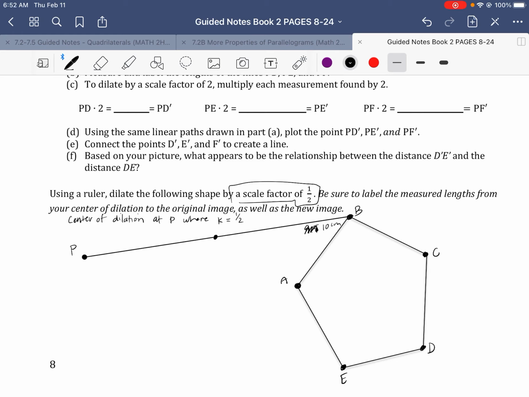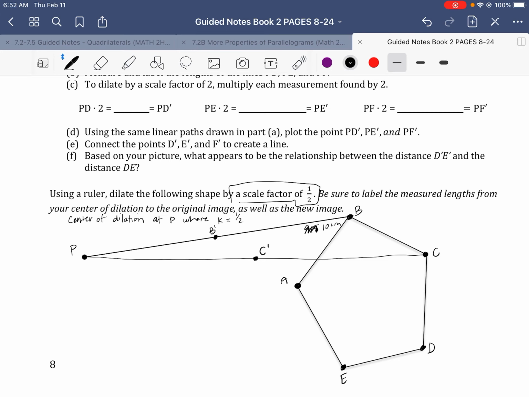Then I'm going to do the same thing with the next one. So I'm going to go from P and I'm going to go over to C. Pretend that's a straight line. I'm going to measure that distance. So again on mine, that's 12.5. So if I take 12.5, times it by the scale factor of 1/2, or I take half of that, I'm at 6.25. So right here. And the way we label the dilated images is we go C and then we put a little apostrophe. That means prime. So this is B prime, this is C prime.